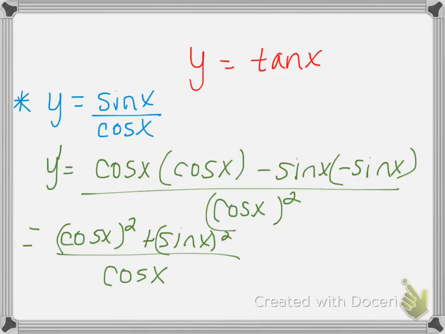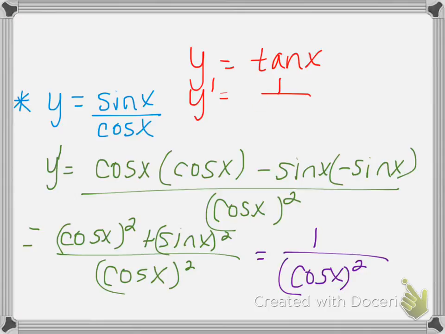Now, be careful here. You cannot combine or get rid of the cosine squared of x's. But there is a rule called the Pythagorean identity that cosine squared of x plus sine squared of x is 1. So this gives us 1 on the top over cosine squared of x. So the derivative of tangent of x is 1 over cosine squared of x. Another way it could be written is secant squared of x, because 1 over cosine is secant.